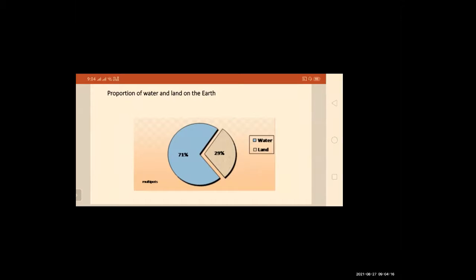There is 71% water present on the Earth and 29% land present on the Earth. See the proportion. The Earth has 71% of water and 29% of land.